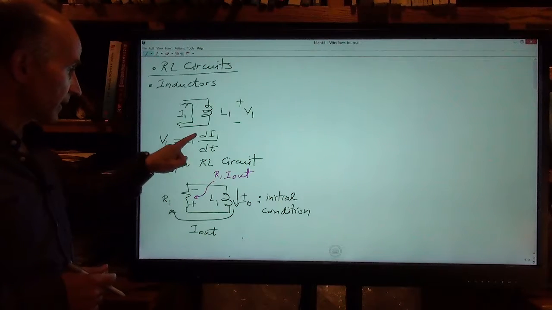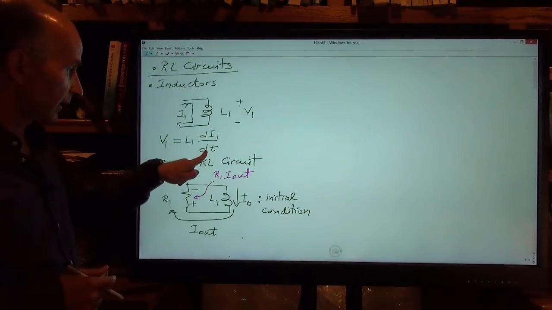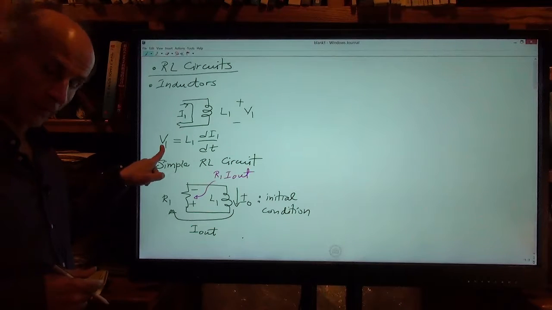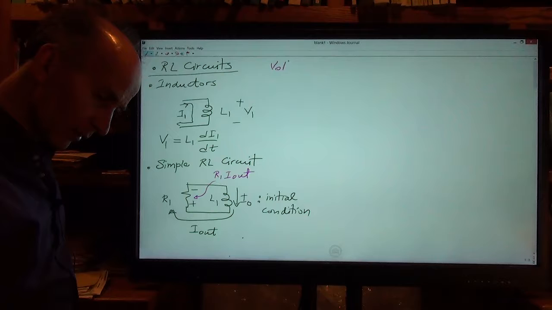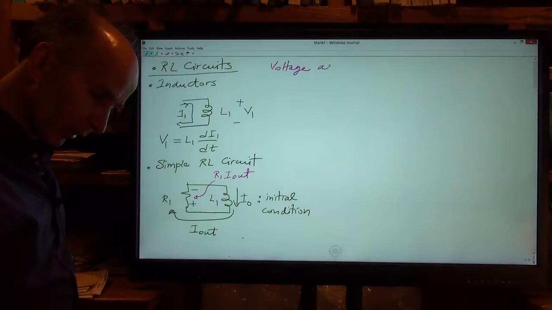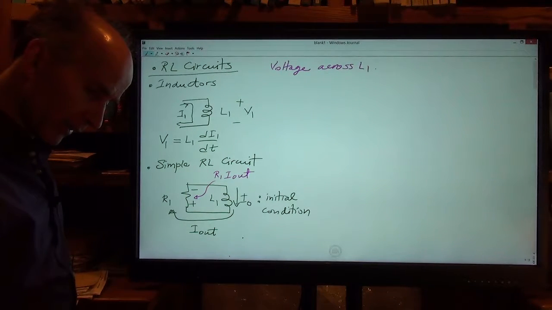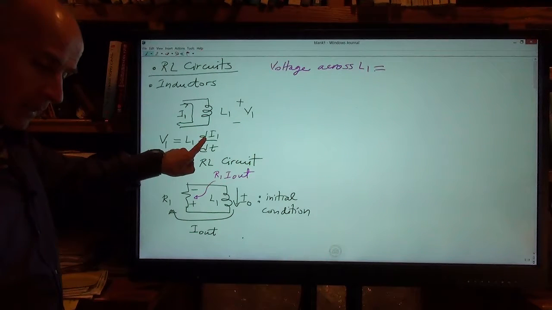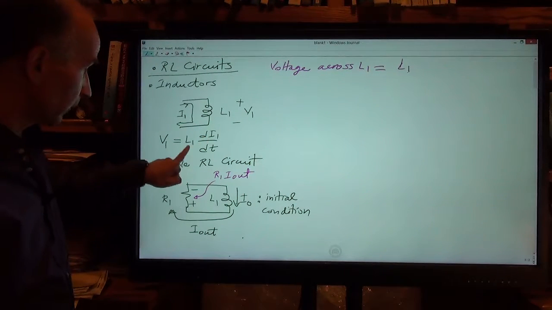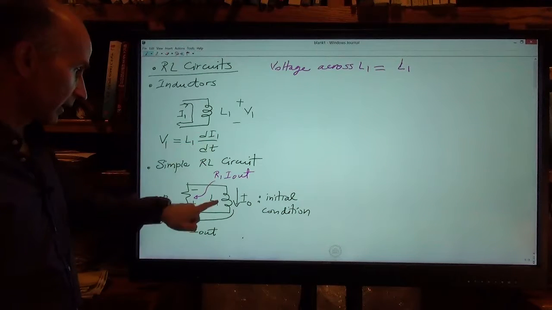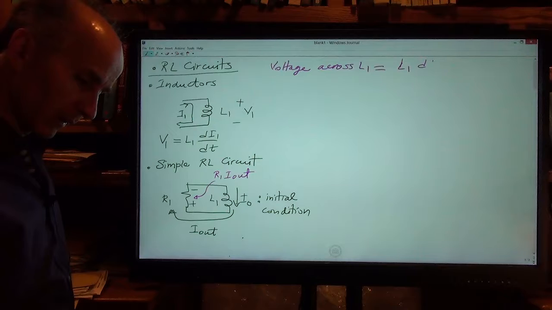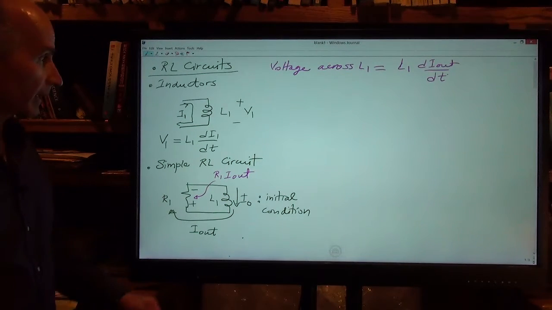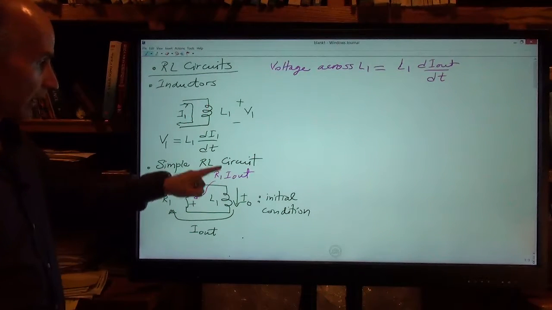Well, L1 says, if you give me the current with its derivative, I can give you the voltage. So what we know is that the voltage across L1 is equal to L1 times dI1. That's the current flowing through the inductor from top to bottom, which we called I out. So dI out over dt. That's the voltage across L1.